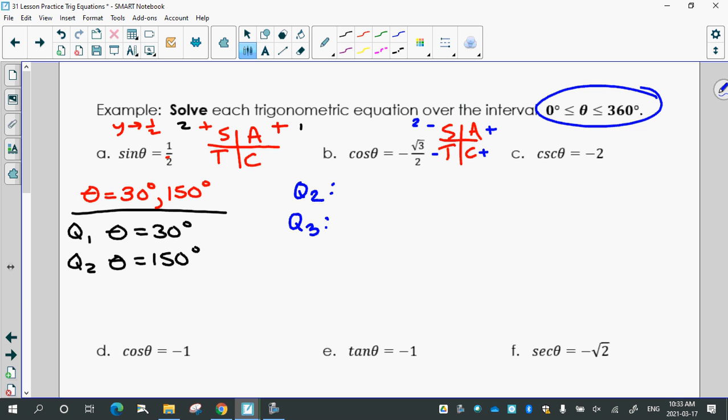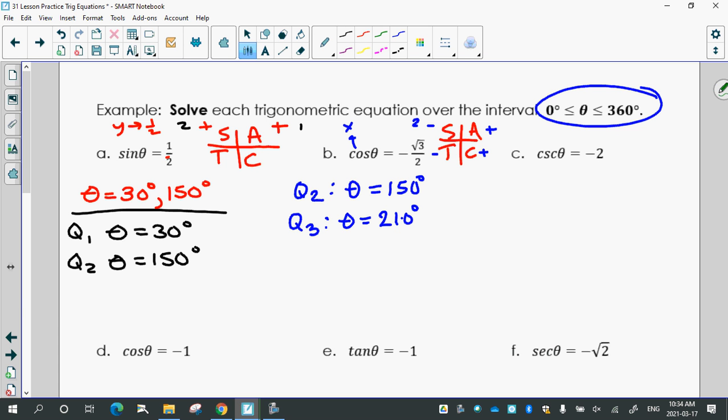Okay? In quadrant 2, theta is going to be, where does it have an x value? Cos is x. Where does it have an x value of negative root 3 over 2 in quadrant 2? Look on your unit circle. Yes. And in quadrant 3, what angle has an x value of negative root 3 over 2? Okay.